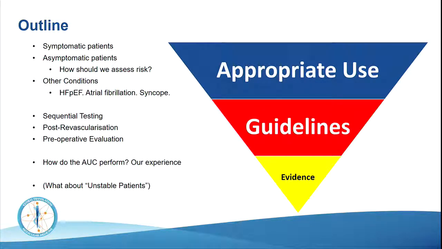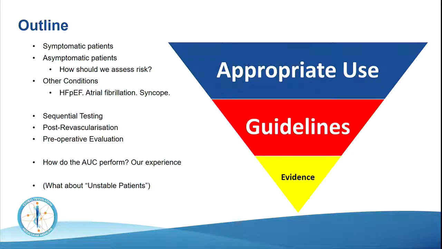This is, of course, both a strength and a weakness because the number of potential clinical scenarios far outweigh the number of scenarios that are described in the guidelines, which in turn far outweigh the available evidence for testing in these specific groups. So I will outline my talk along the outline of appropriate use criteria, but we'll focus on the discussion of symptomatic patients and asymptomatic patients and how we should assess risk. And we'll have a look at some specific conditions which I think highlight the issues with appropriate use criteria.